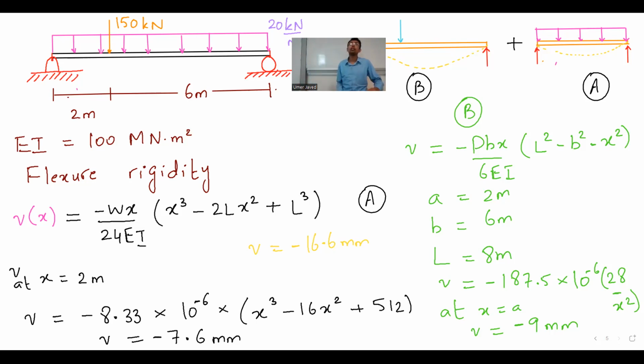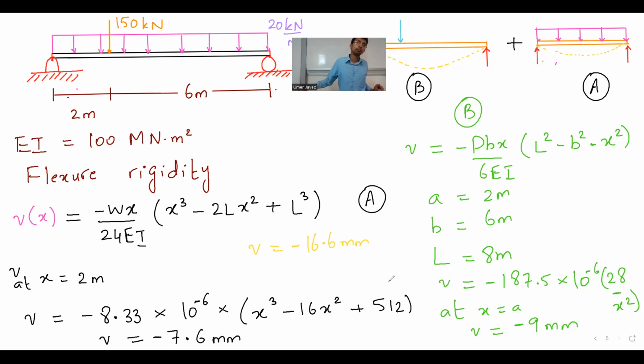If they had asked me to find the deflection at x equal to 5 meters, then I will use part A, and at x equal to 5 meters I will find not minus 7.6 but something else. And then I will add the green portion, but this time I will be using the V2 from the previous slide. So everything will be different.